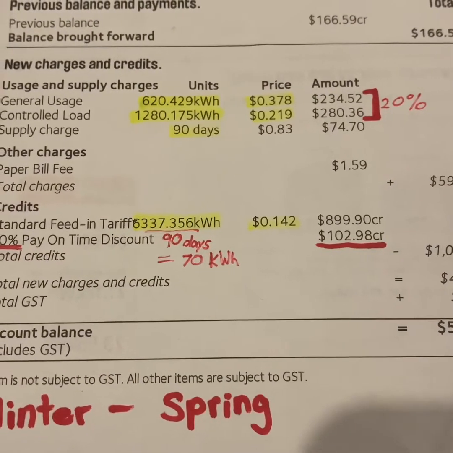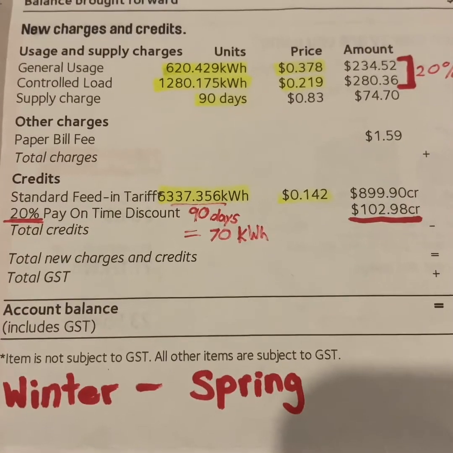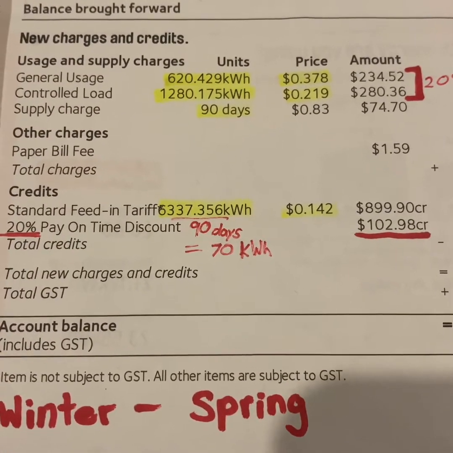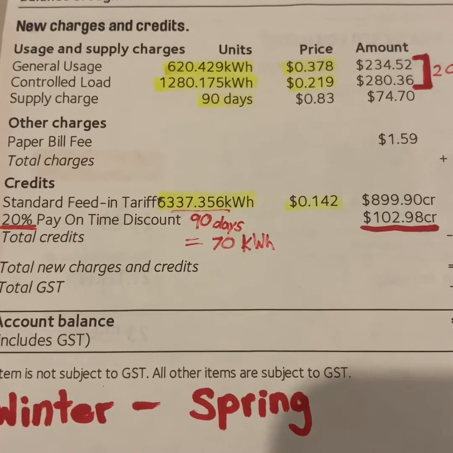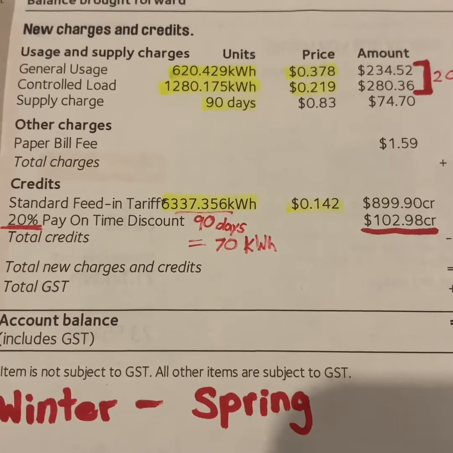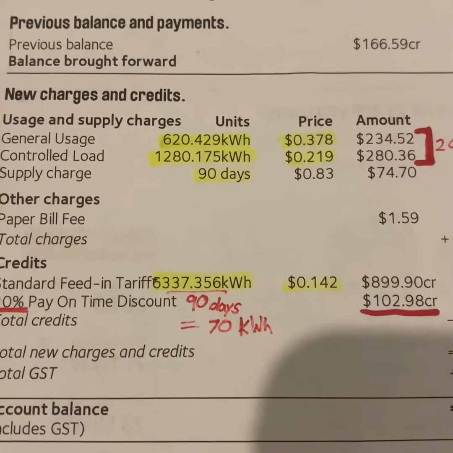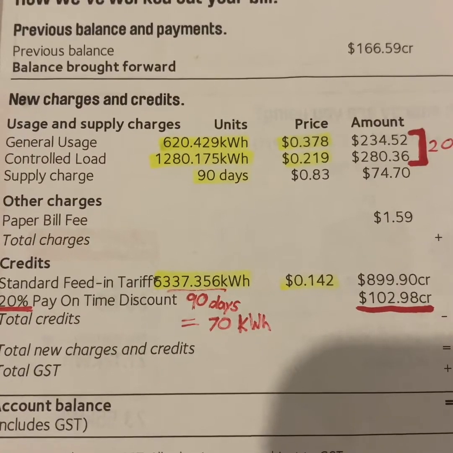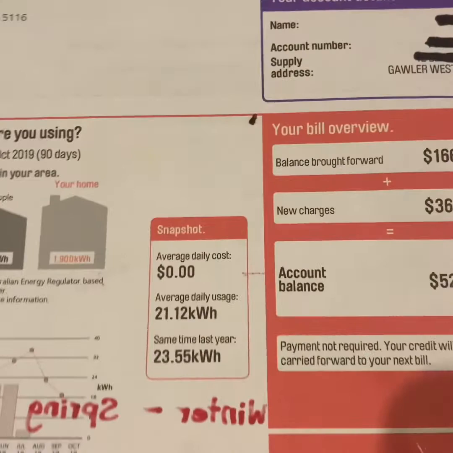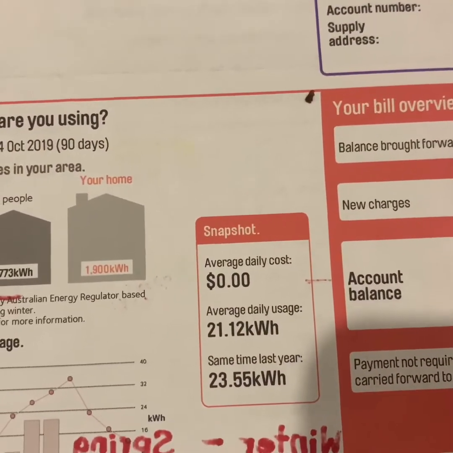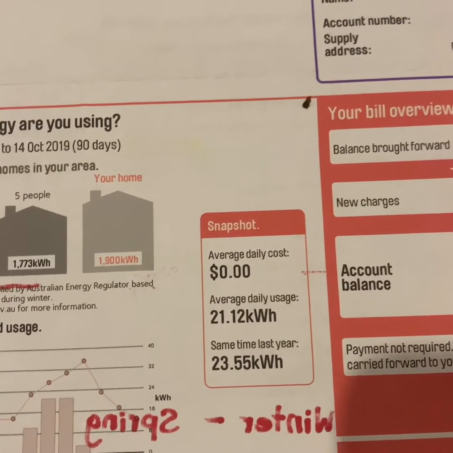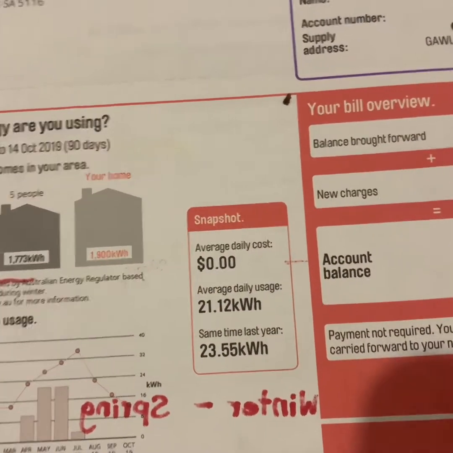So if we take our feed-in tariff, the total amount of units, and divide that by the billing period of 90 days, we get 70 kilowatt hours of extra generation that we're sending back to the grid, and the usage, we add those two together. So general usage and controlled load, divide that by our billing period of 90 days, and voila, we see our average daily usage. Now, as I mentioned, that figure is not including what we have generated from our solar and consumed.